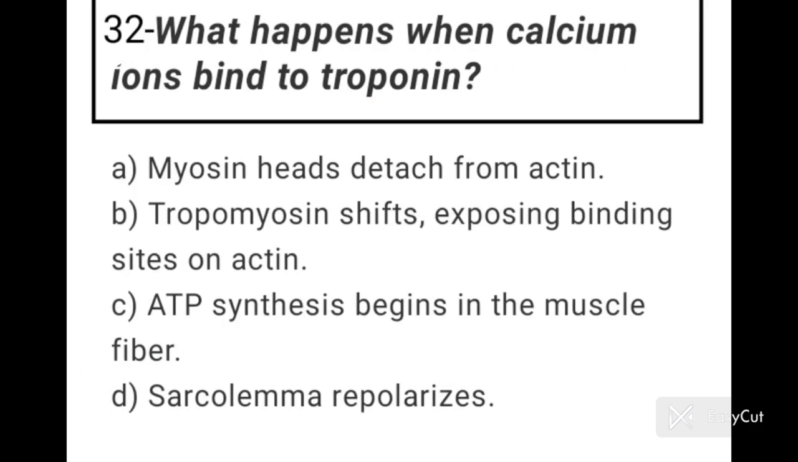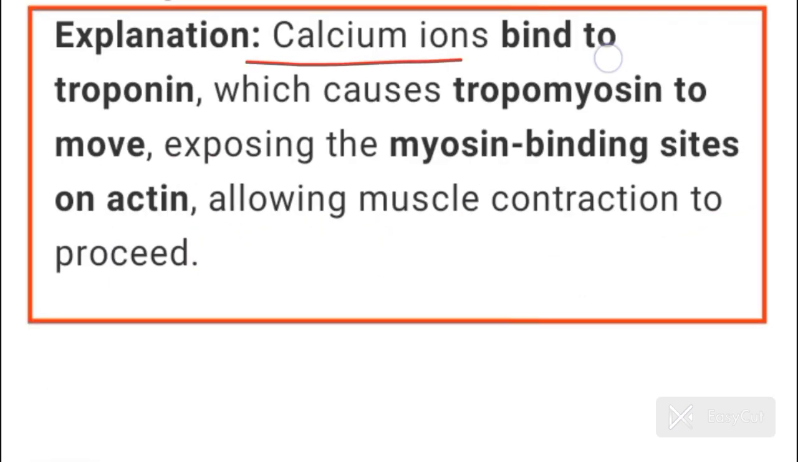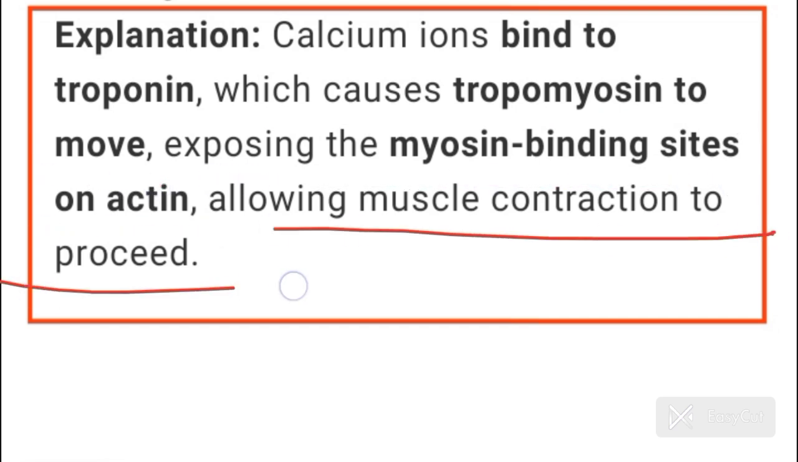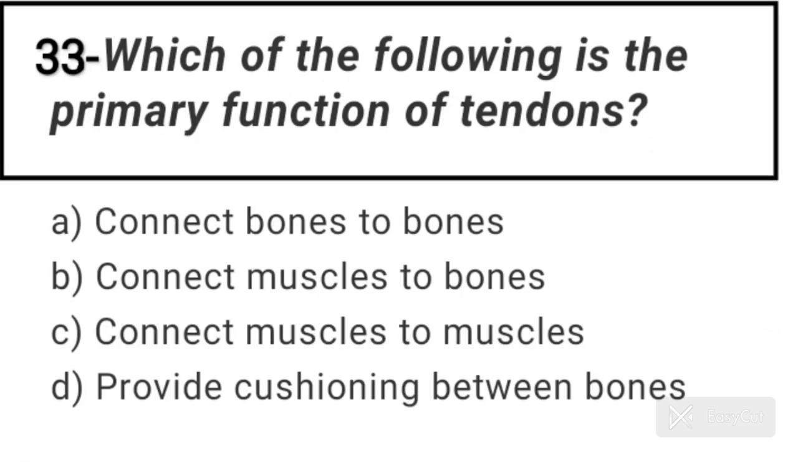Question number 32. What happens when calcium ion binds to troponin? So when calcium ion binds to troponin on actin filament, it removes the masking of active sites for myosin. Option B is correct here. Tropomyosin shifts, exposing binding sites on actin. Calcium ion binds to troponin, which causes tropomyosin to move, exposing the myosin binding sites on actin, allowing muscle contraction to proceed.